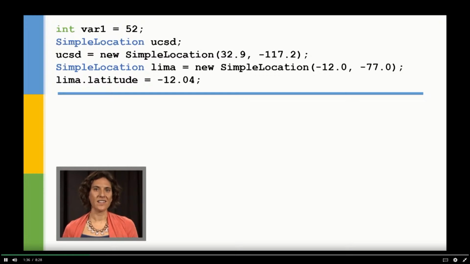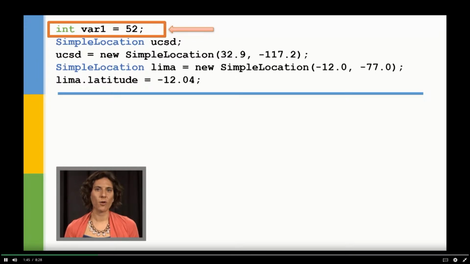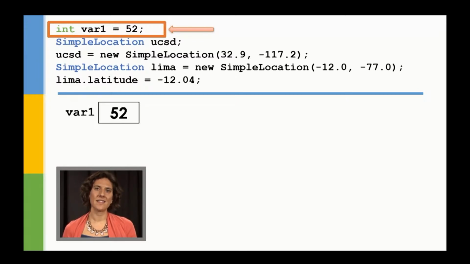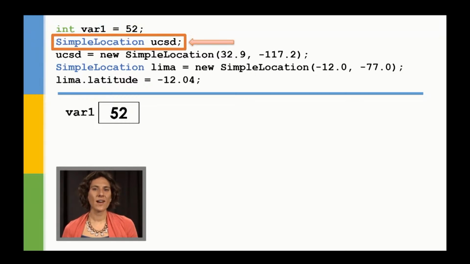To get things started, we've got a nice, easy variable declaration and assignment statement, and you already know how to handle this one. This is just an integer, just like we looked at before, var1. We create a box, we put the value of the variable in the box. In this case, it's 52. So that was easy, no problem. Let's go on to the next line.